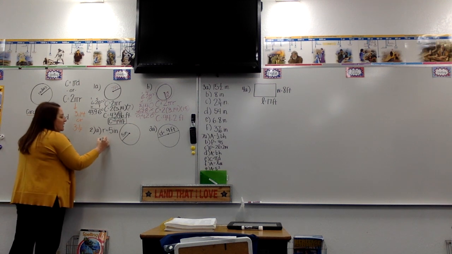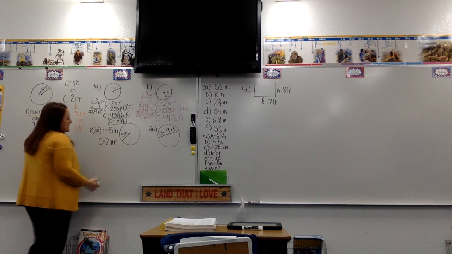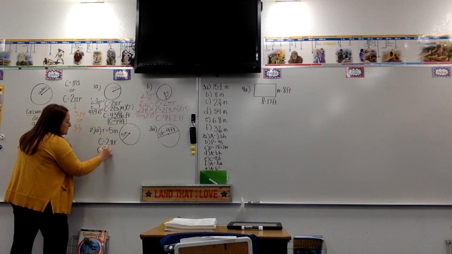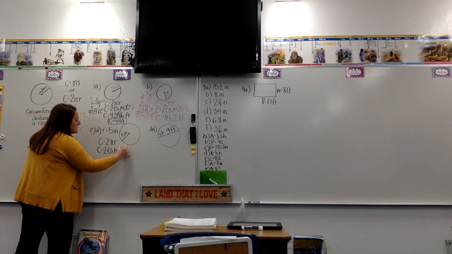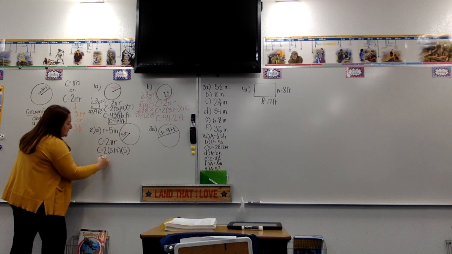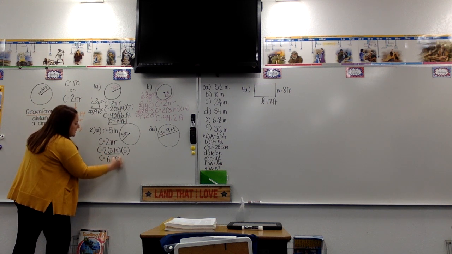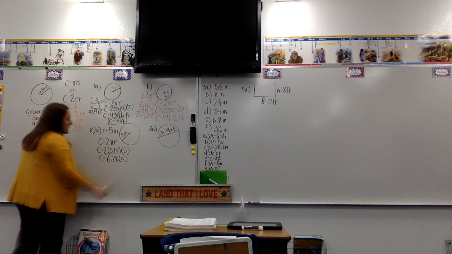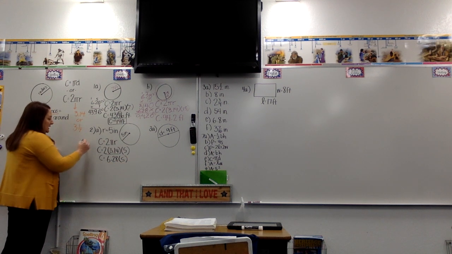So circumference equals 2 times pi times radius. Circumference equals 2 times 3.14 times 5. Circumference equals, I know 2 times 3.14 is 6.28, times 5. Okay, I'm going to come over here and do this multiplication. You do it as I'm doing it, and then we'll check.